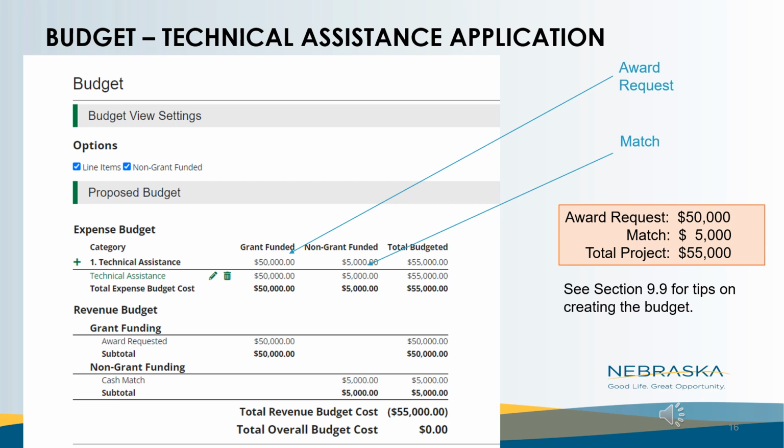Also, do not add any of your separate goals as line items. Do not add in other expenses. We are only asking for one line item, and that's technical assistance. It should include the amount of the trust fund and the amount of the match only.